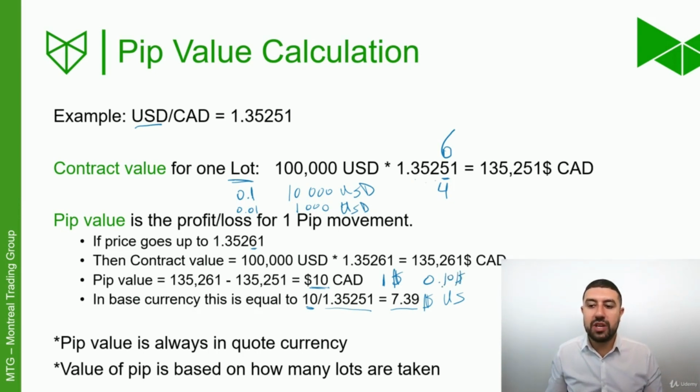So the pip value is going to depend really on the size of the lot that you're using. Are you trading 0.1 lot, 1 lot, 10 lots, 100 lots, 2 lots, 2.5 lots? It depends, right? But based on the lot that you're using, you're going to be able to know that, okay, well, each pip that this currency moves, I'm making $200 or I'm making 75 cents.